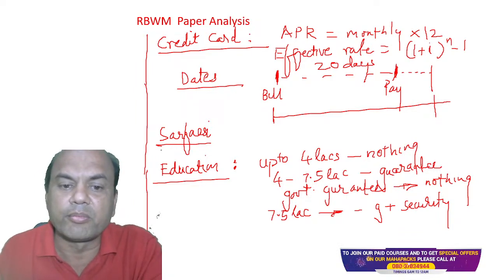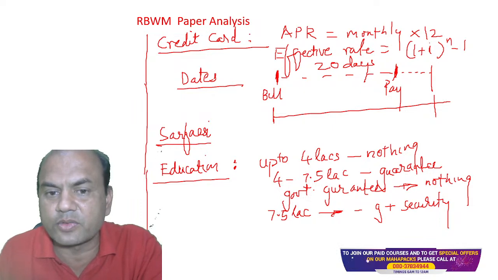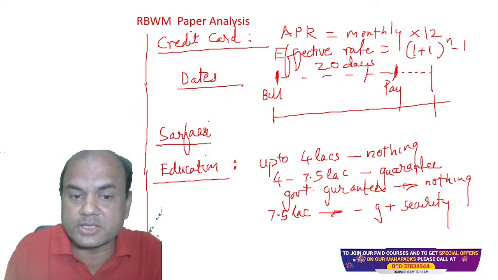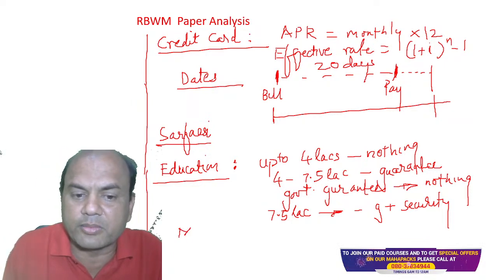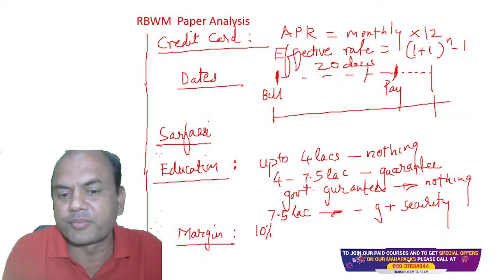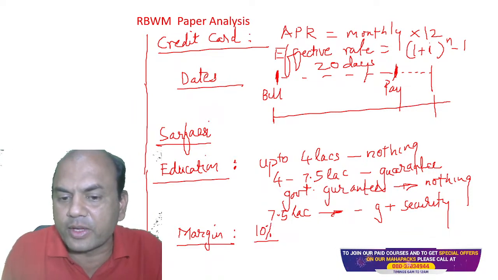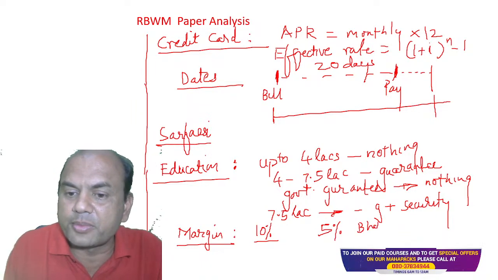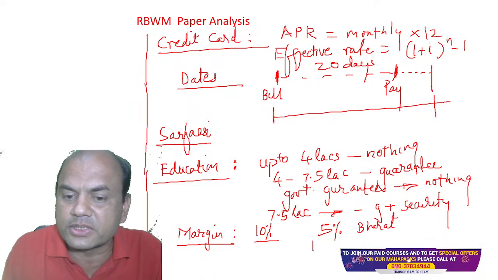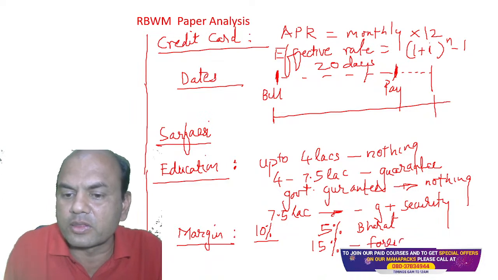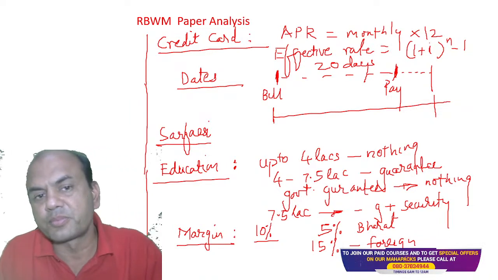Then what was the other question? Margin was asked. What is the margin? Margin depends on bank to bank in education loan. Generally, it is 10%. But as per your books, it is 5% for India, for Bharat. Now we call it Bharat, right? 5% for Bharat education and 15% for foreign. Got it, everyone?